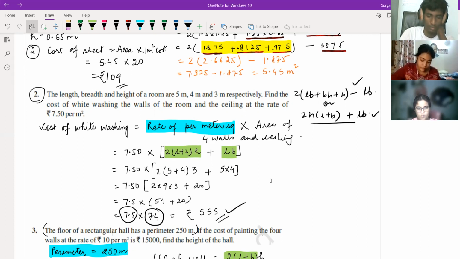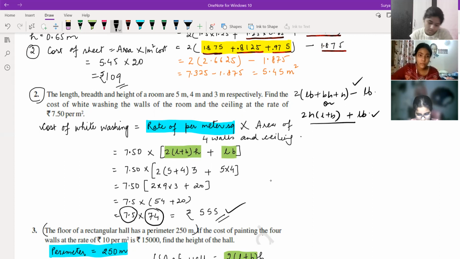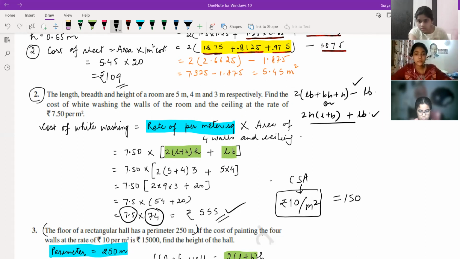So remember children, if it is given 10, it means 10 rupees per meter square. If you multiply the CSA with this rate per meter square, how much do you get? You get rupees 15,000.